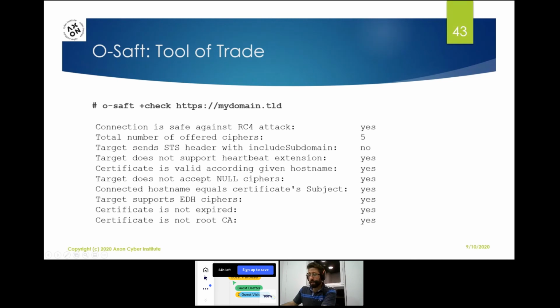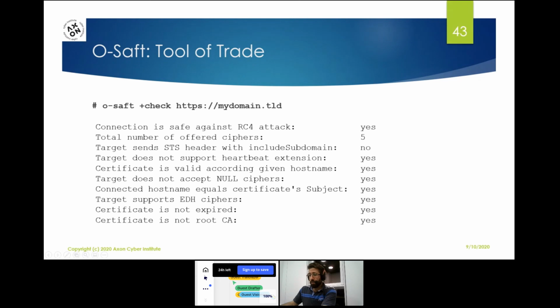It checks if the Heartbleed extension is enabled. It's one of the TLS extensions, and there is a vulnerability related to it in OpenSSL. It will tell me if the certificate is valid. Yes, the target does not accept null ciphers. We said null ciphers lack some encryption algorithm.